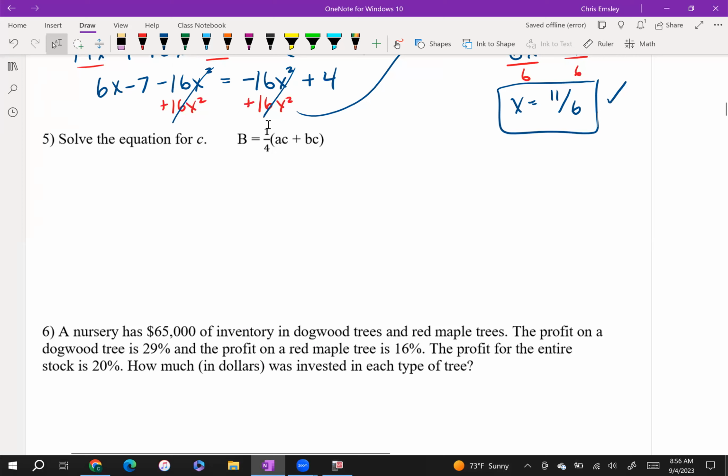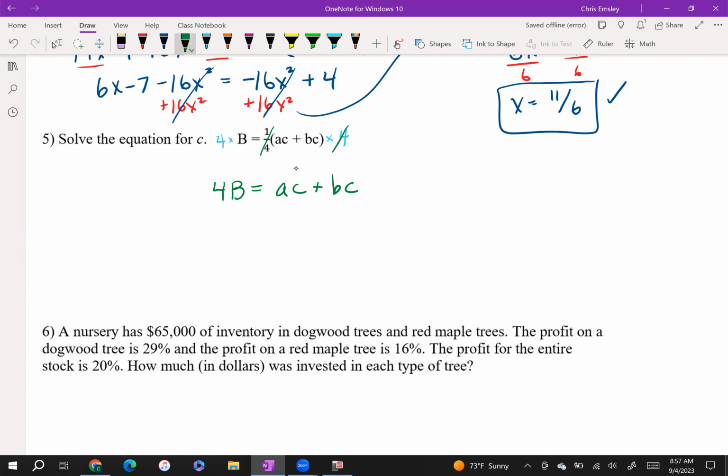We could distribute that 1/4, okay, but then we're going to have a fraction in two places. I really prefer just to clear that fraction out. If we multiply by 4 on the left, sorry, that's the right, then we also need to multiply by 4 on the left, and that just clears it right out and it's gone. So that leaves us with 4b, cancel, cancel, equals AC plus BC.